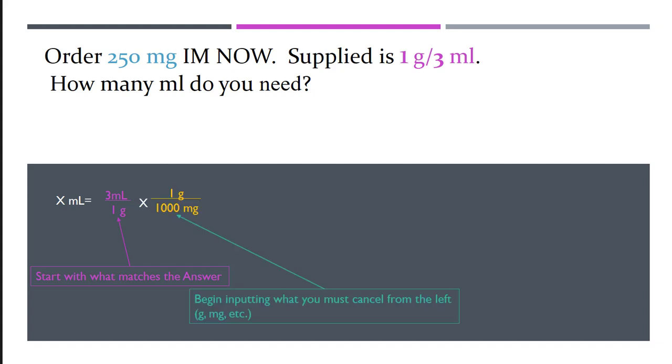I'm going to add my gold lettering. Remember, the gold lettering is always your conversions. You just need to know. Begin inputting what you must cancel from left to right. So I have grams. This way I can cancel that gram with that gram, leaving me with mLs over milligrams. But I need to get rid of milligrams because all I want is mLs. So I'll pull this and bring it down here. So I have the milligrams here and the milligrams up here, allowing me to cancel. All I have left on the right side of the equation is milliliters.